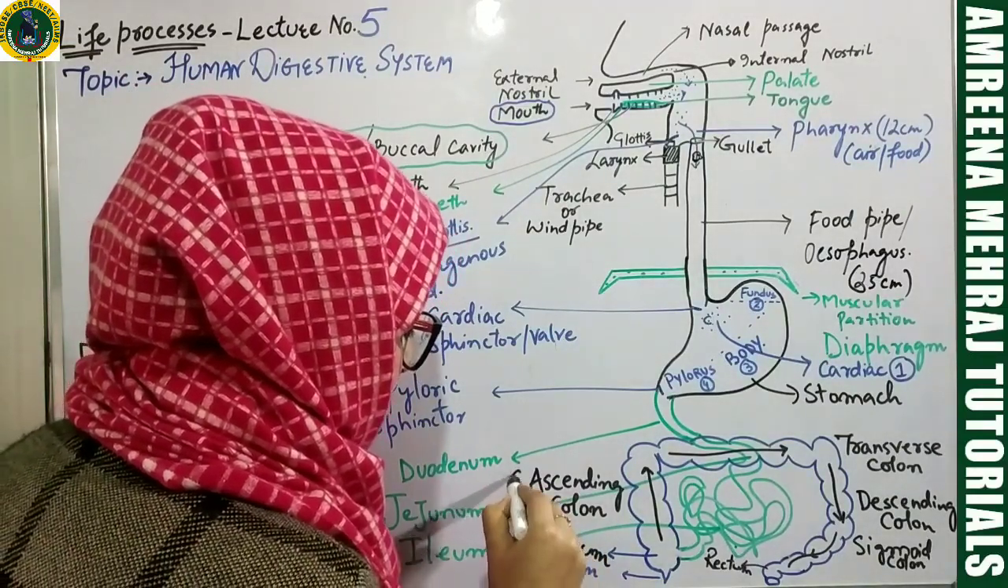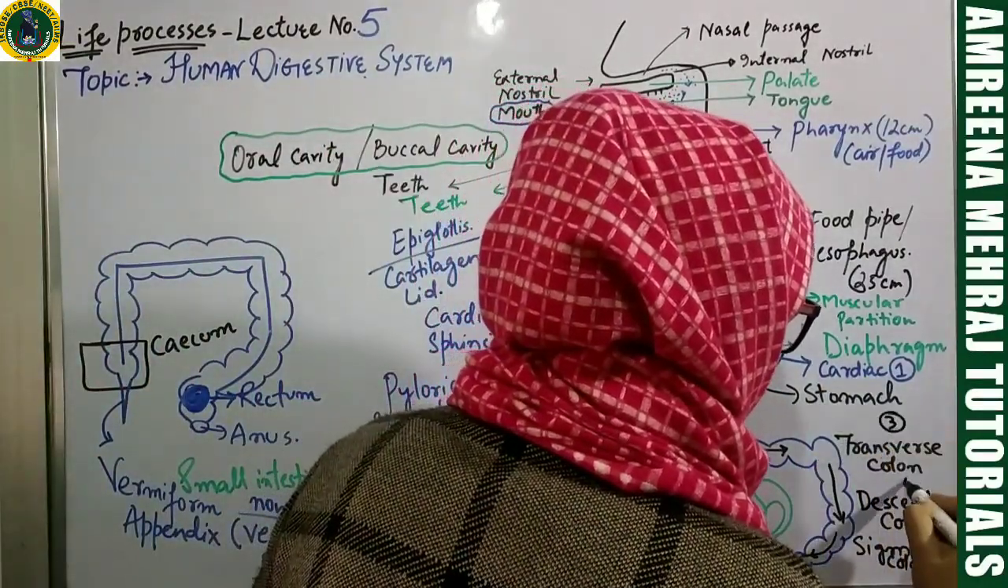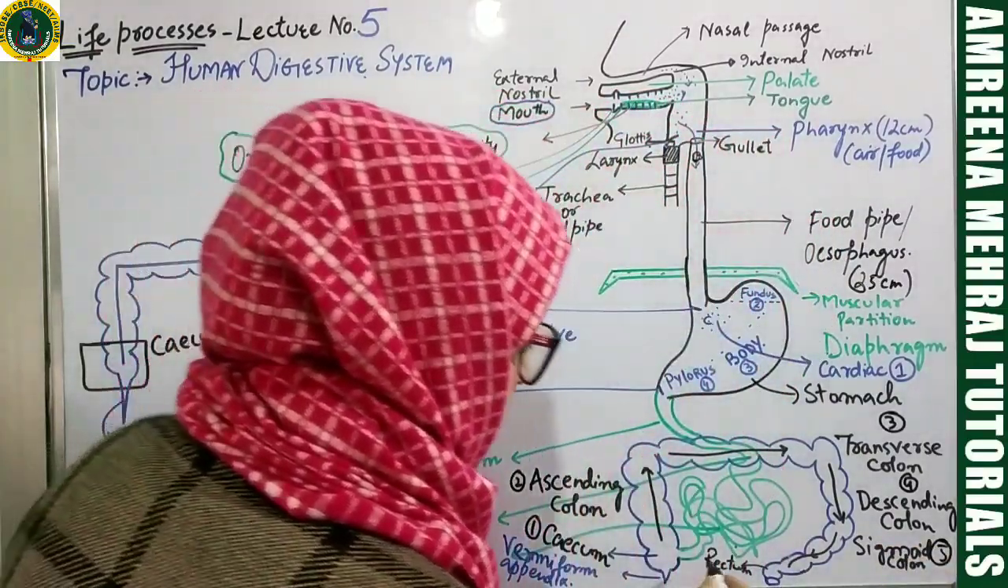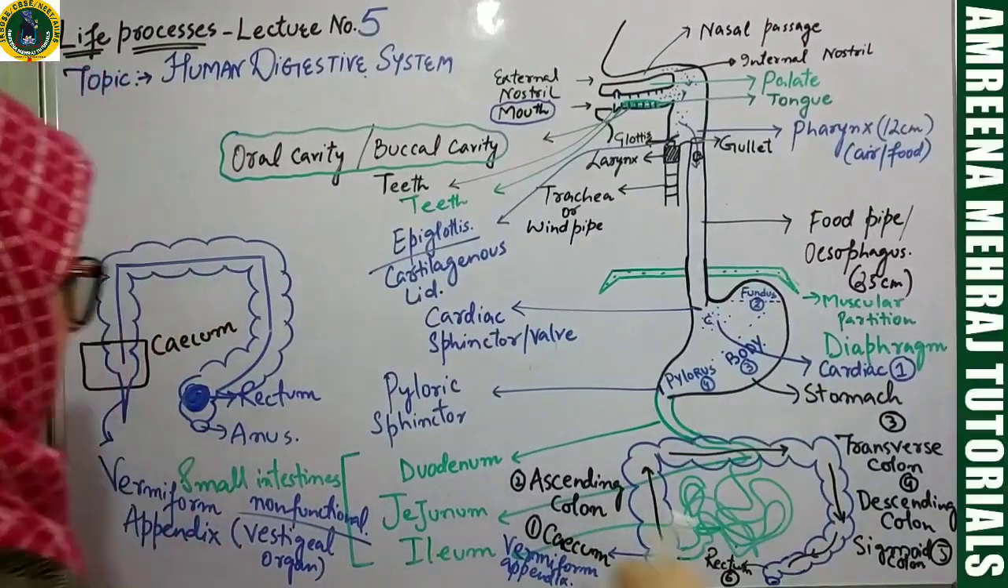The second part is the ascending colon. The third part is the transverse colon. Fourth part is the descending colon. Fifth part is the sigmoid colon. Sixth part is the rectum, and finally the anus. The clear view is over here.